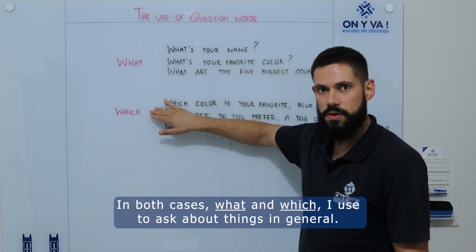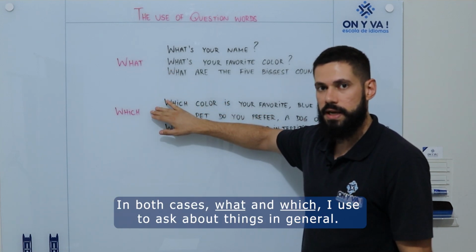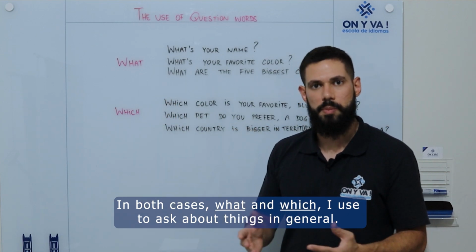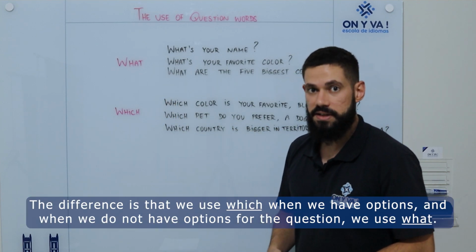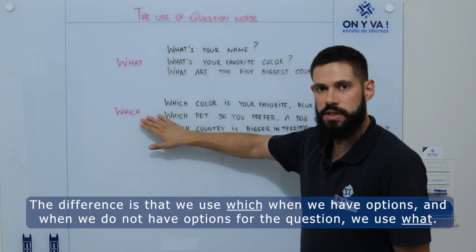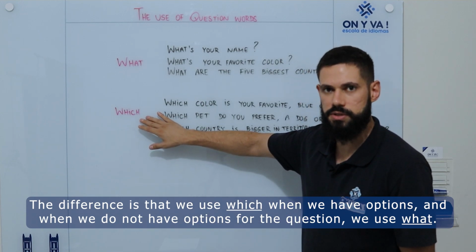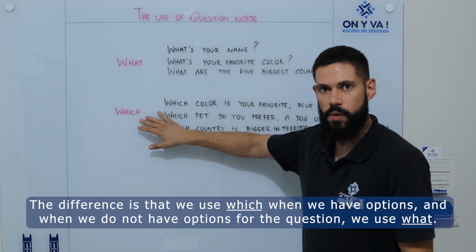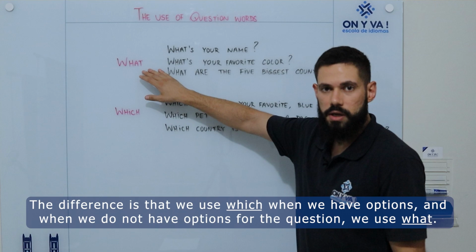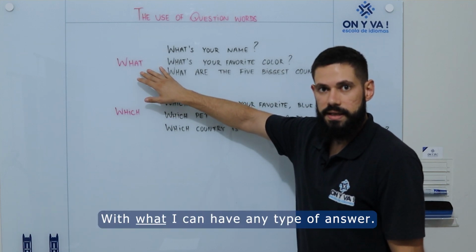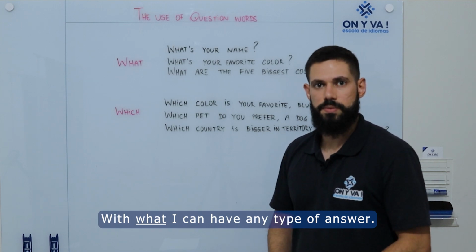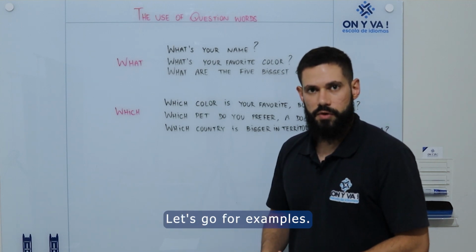In both cases, what and which, I use them to ask about things in general, topics in general. But the difference is that I use which when I have options. When I don't have options in my question, I use what. What? In the answer, I can have any type of answer. Let's go for examples.